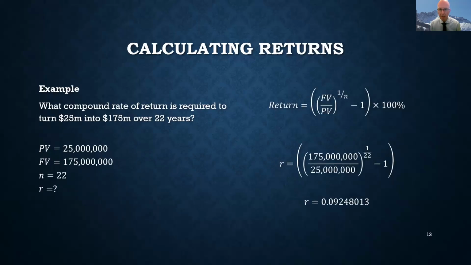And we get 0.09248013, which when we multiply by 100 and reduce the return numbers down to 2 decimal places, we get a return of 9.25%.